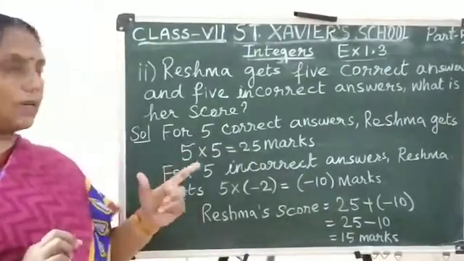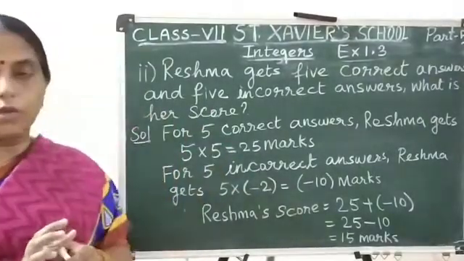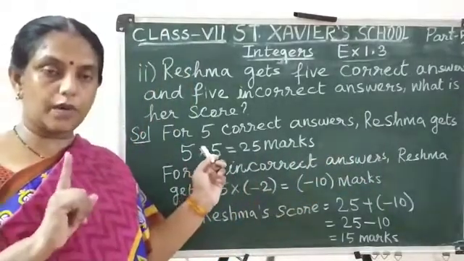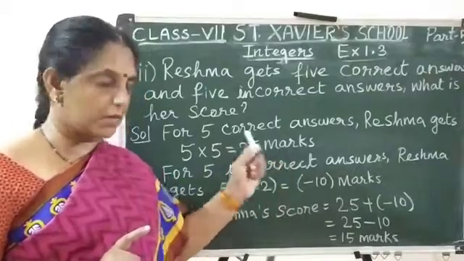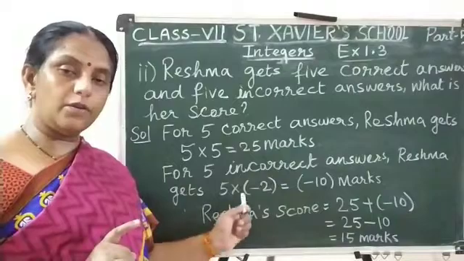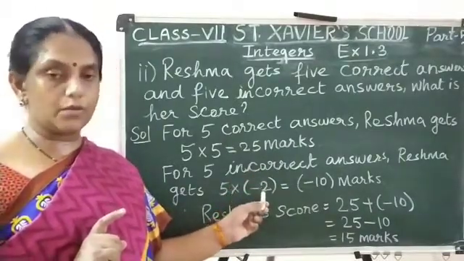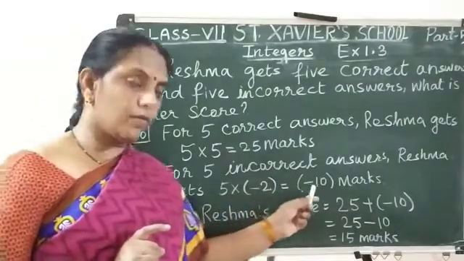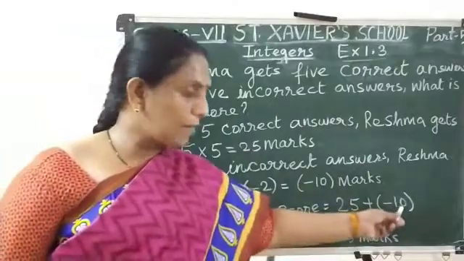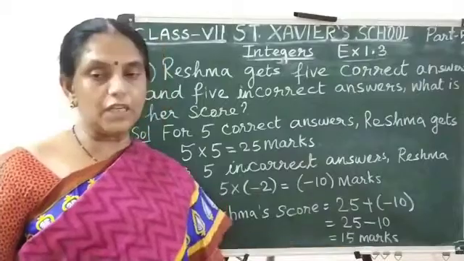Reshma gets 5 correct answers and 5 incorrect answers. What is her score? So for 5 correct answers, Reshma gets 5 marks each. So 5 into 5 is 25 marks. For 5 incorrect answers, Reshma gets 5 into minus 2. For 1 incorrect answer, marks reduced will be minus 2. So 5 into minus 2 equal to minus 10 marks. So Reshma's score is 25 plus of minus 10, plus into minus is minus, 25 minus 10 will become 15 marks.